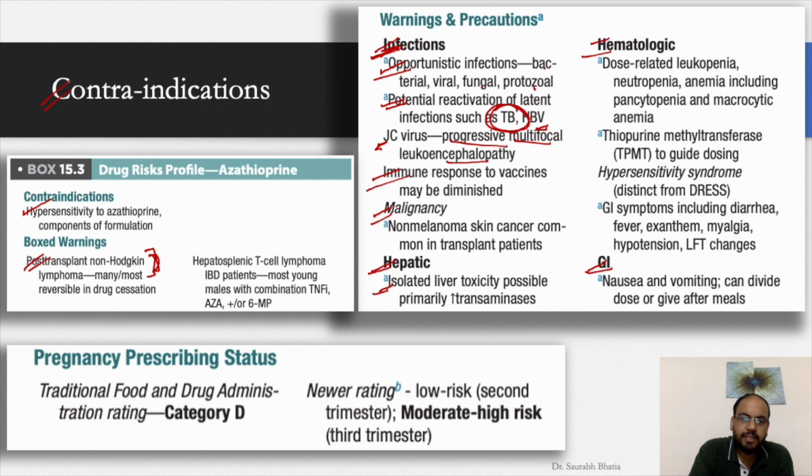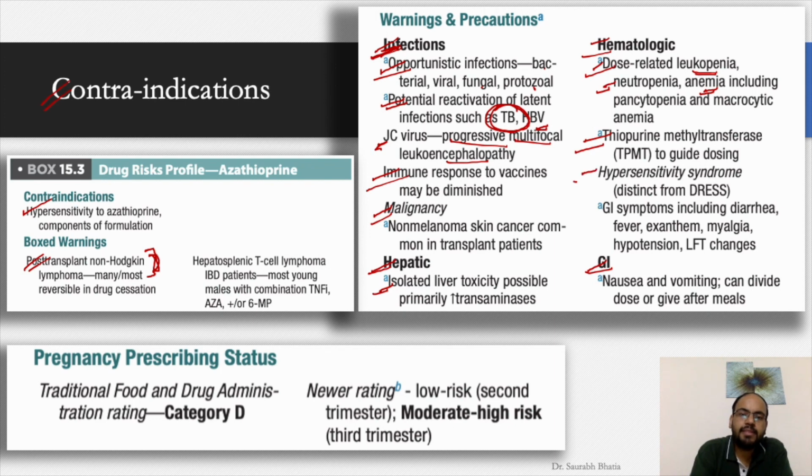Isolated liver toxicity is possible, and predominantly it is shown by increased SGOT, SGPT. The blood parameters are deranged, leading to dose-related leukopenia, a decrease in blood counts, predominantly TLC, a decrease in neutrophils, and a decrease in hemoglobin. If all three lines are involved, WBC, platelets, and hemoglobin, it is pancytopenia. How to use TPMT levels to guide your dosing, we'll discuss when we are discussing TPMT.